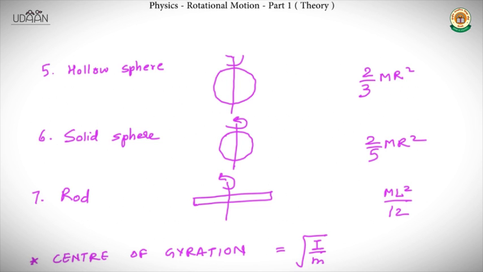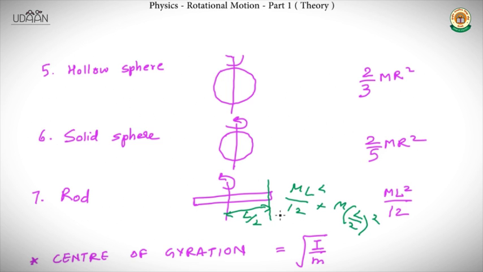And next the rod, for which the moment of inertia will be ml square by 12 for an axis passing through its center. Here we can very easily use the parallel axis theorem to find the moment of inertia of this rod for an axis passing through its edge, which will be ml square by 12 plus m into this distance, which will always be L by 2, so L by 2 square. This will easily give us the moment of inertia for the axis on the edge of the rod.